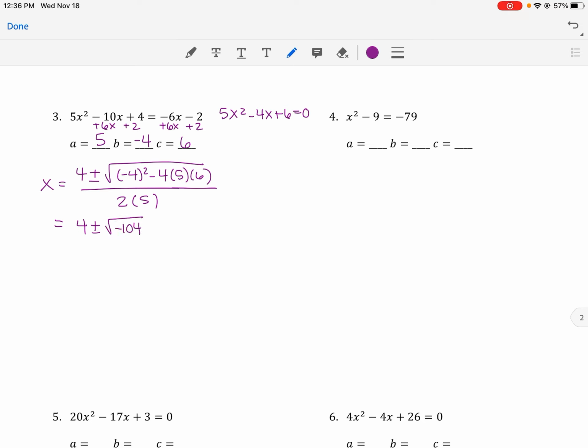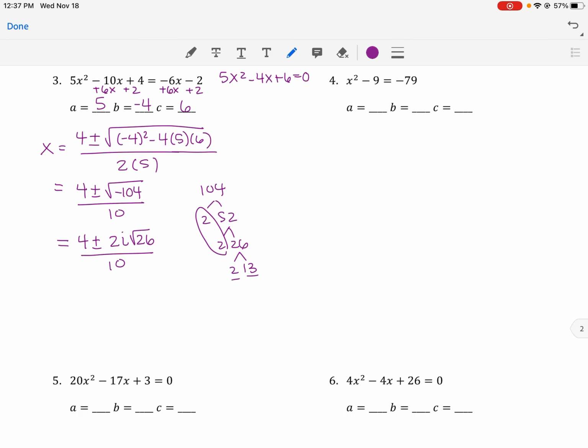Okay, let's try that again. So then 104 breaks down to 2 and 52. 52 breaks down to 2 and 26. 26 breaks down to 2 and 13. So we got a pair of 2's here. So we have 4 plus or minus. Since there is a negative, we're going to pull out an i. And we've got a 2, so we have 2i square roots of 26, because 2 times 13 is 26, all over 10.